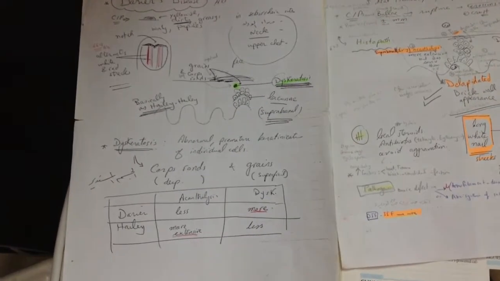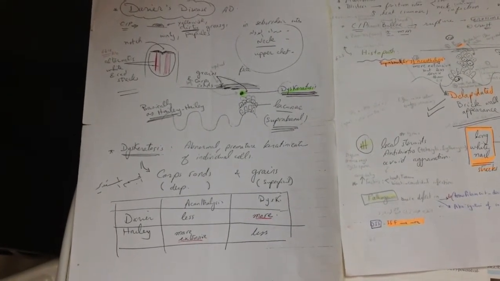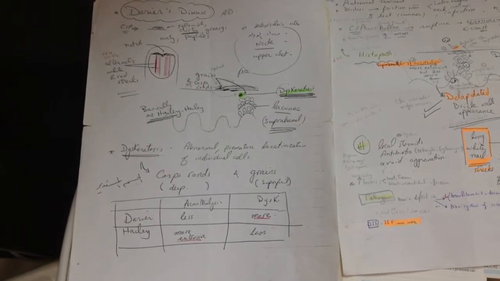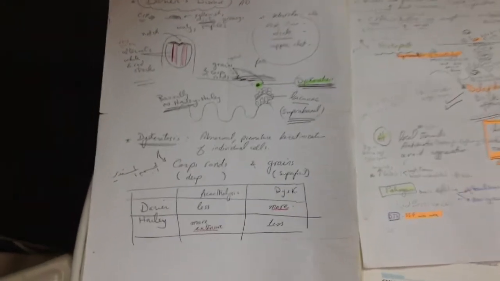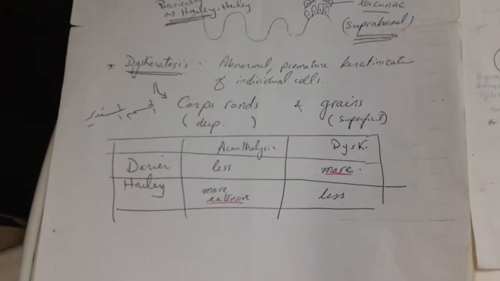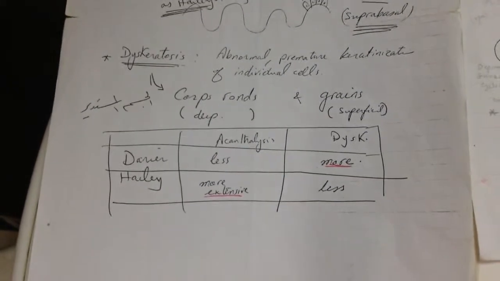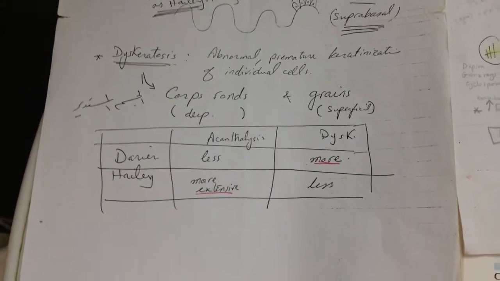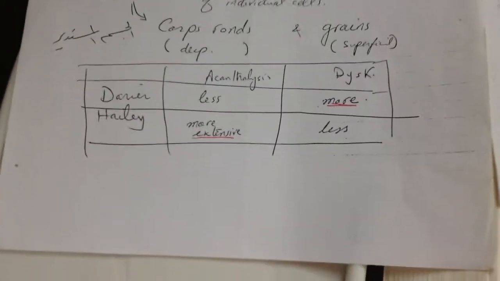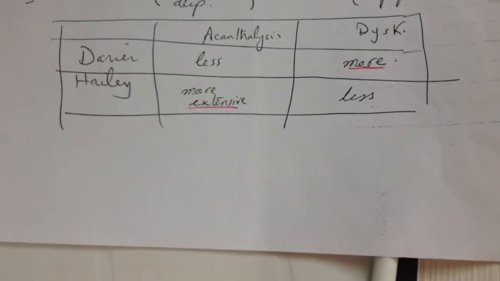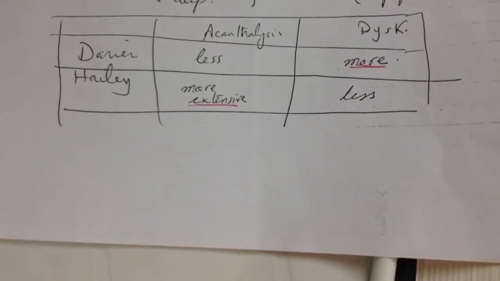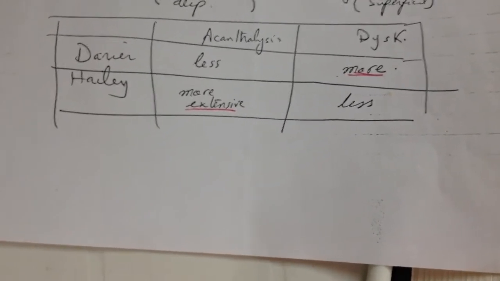What is the meaning of dyskeratosis? It is abnormal premature keratinization of individual cells. As we can see, there are corps ronds, which are deep, and grains, which are superficial. There are also differences between Hailey-Hailey and Darier disease with the acantholysis and the dyskeratosis. The dyskeratosis is more in Darier disease, and acantholysis is more extensive in Hailey-Hailey disease. This is the differential diagnosis of Hailey-Hailey and Darier disease.